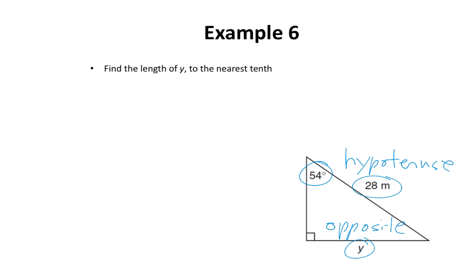Now, you need to remember your mnemonic of SOHCAHTOA, and you need to think of a ratio which contains the letters O and H. That ratio would be SOH. SOH stands for sine theta, which is equal to opposite over hypotenuse.